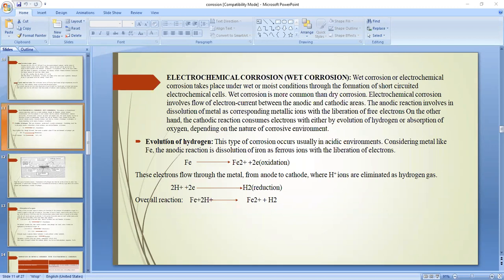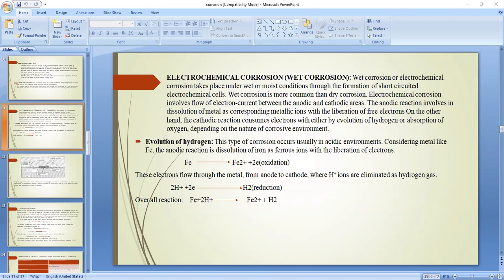The next topic which I would like to discuss is wet corrosion, which is also called an electrochemical corrosion. The name itself indicates that this type of corrosion usually takes place in the presence of moisture. So here, in the presence of moisture, this type of corrosion takes place. Wet corrosion is also called electrochemical corrosion.